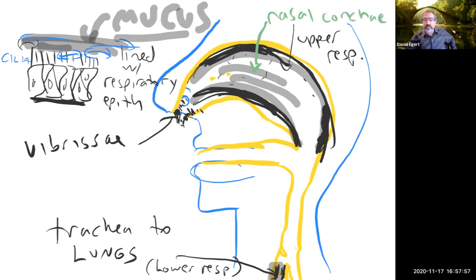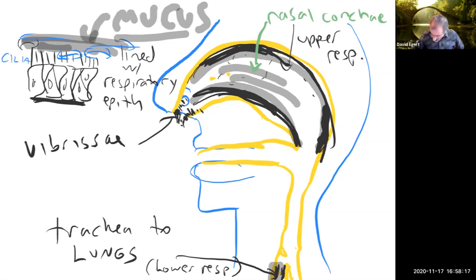The nasal conchae are basically ridges. If you look inside your nasal cavity, it's got all of these big shells and baffles. So when you breathe in, the air is getting all swirled around. If you're some little dust mote, you're swirling around, you're probably going to hit the wall and get stuck in the mucus.